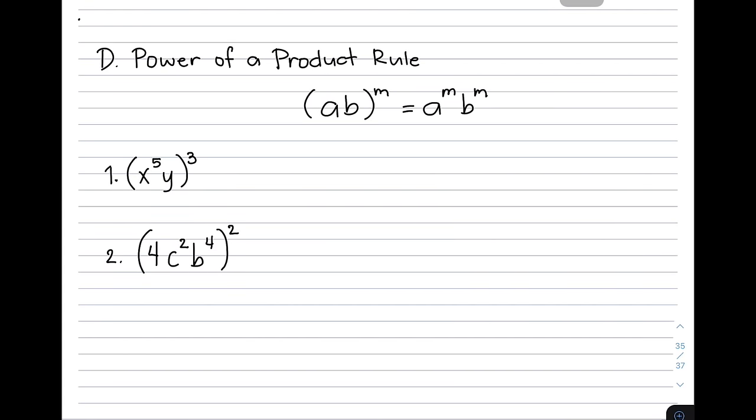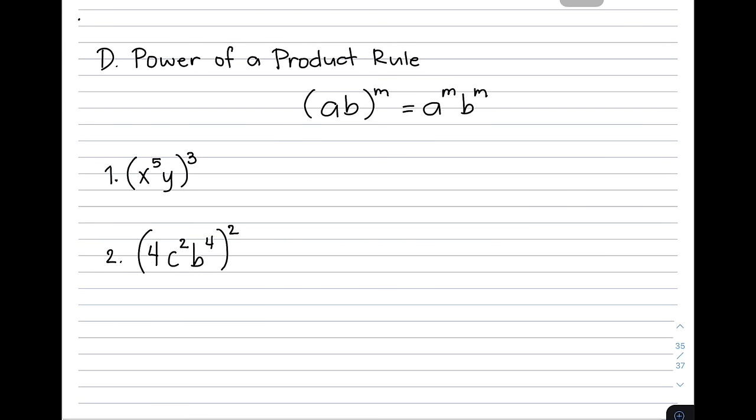We have the power of a product rule. So paano ba ina-apply yung power of a product rule? So kung mapansin nyo dito, parang mas malaking part lang siya ng power rule kanina, which is dito, naging dalawa na lang base natin. We have A times B or AB raised to M. And then simply, that is equivalent to A raised to M, B raised to M.